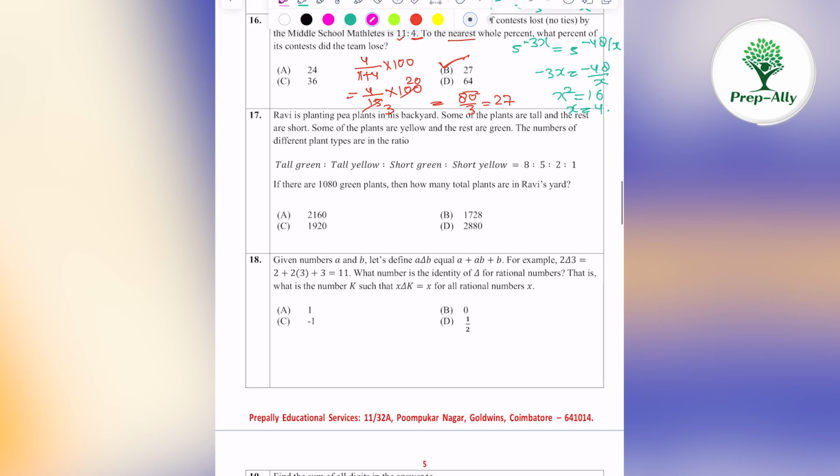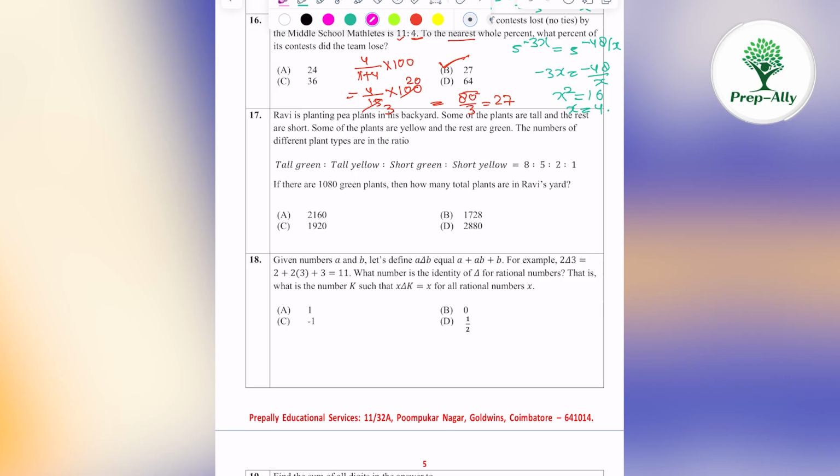Now the next question, number 17. Ravi is planting pea plants in his backyard. Some of the plants are tall and the rest are short. Some are yellow, some are green. The ratio of tall green, tall yellow, short green, short yellow is given as 8 ratio 5 ratio 2. But it is given that if there are 1080 green plants, then how many total plants are in Ravi's yard?